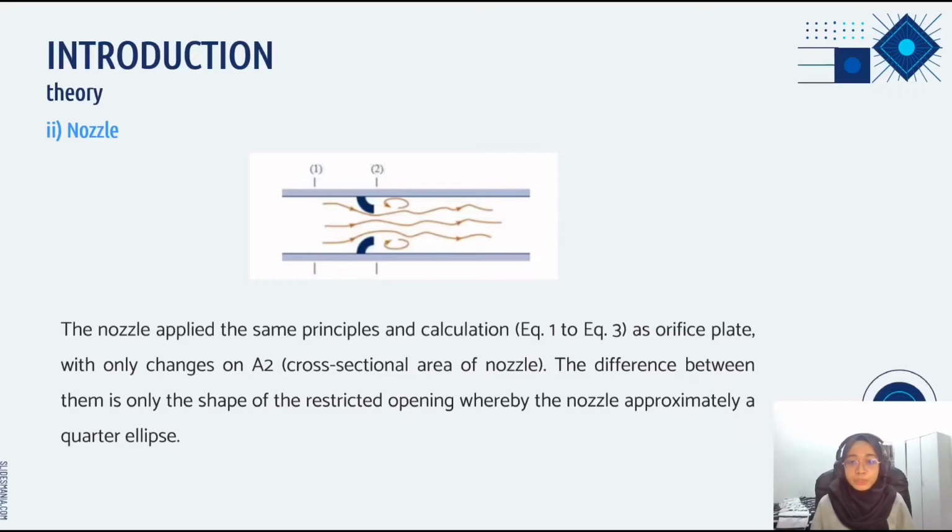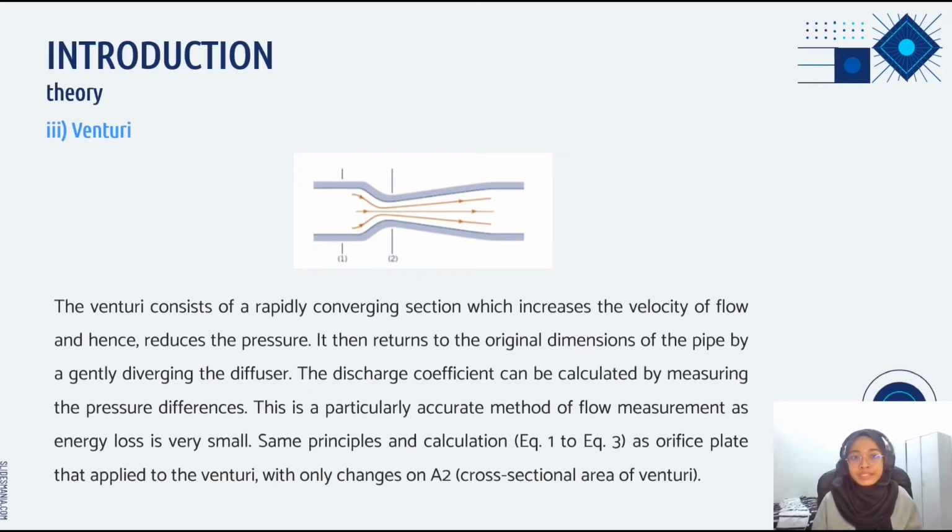The difference between the orifice plate and the nozzle is only the shape of the restricted opening. As you can see in the picture, the nozzle has a quarter ellipse restricted opening. The last device is the venturi, which consists of a converging section that increases the velocity of flow and reduces the pressure. As you can see in the picture, it then returns to the original dimension of the pipe through the diverging diffuser.